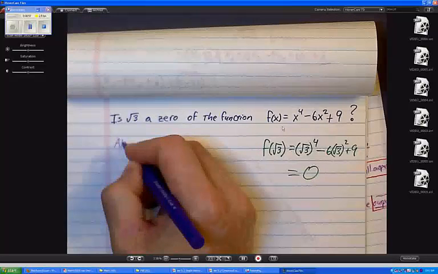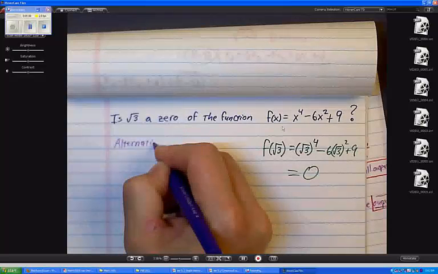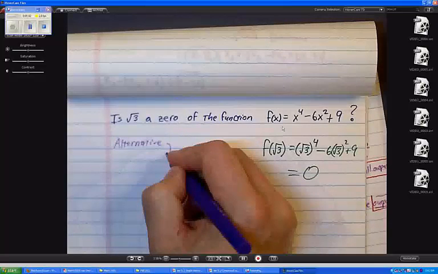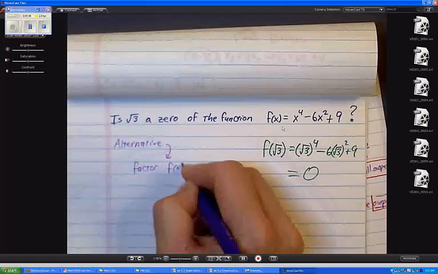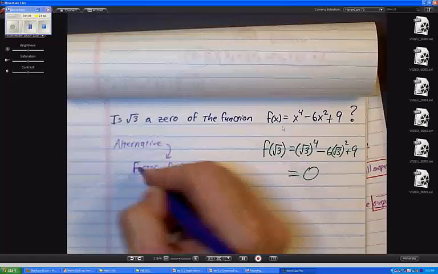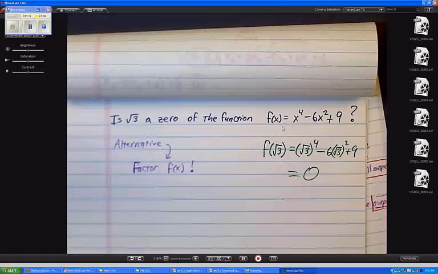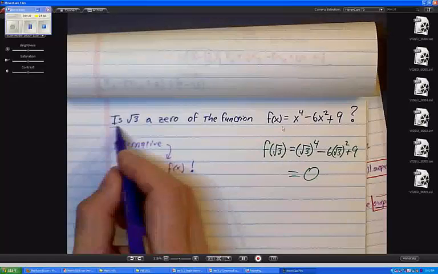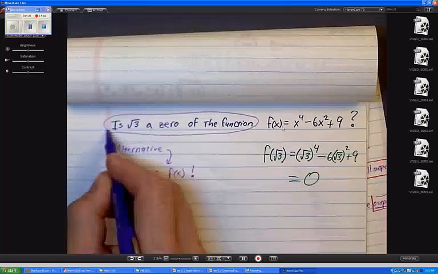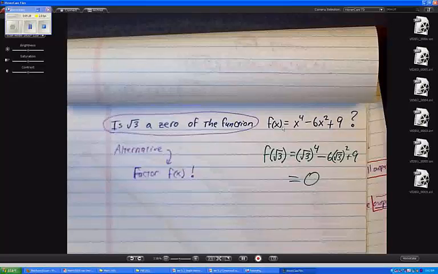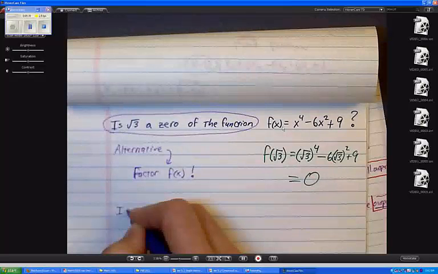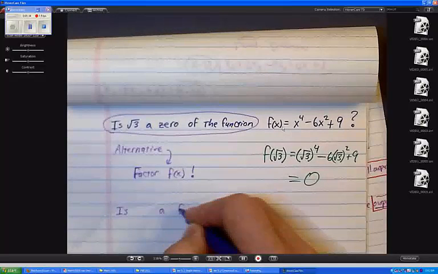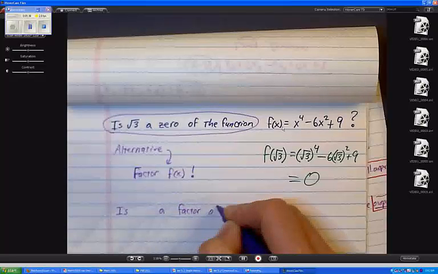Alternative is to factor f of x. Now, I'll tell you what, though. This thing may be hard for you to factor. But let me ask this question a different way. When I'm asking you, is square root of 3 a 0 of the function? What I'm really asking is this. Is something a factor of the polynomial?